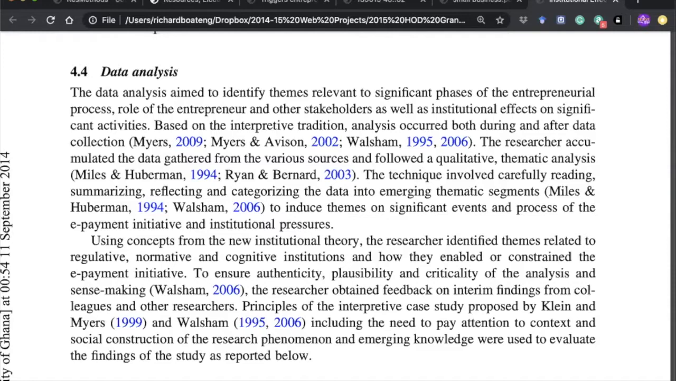Okay, principles, good. So now he's going to talk about the fact that anytime you are doing qualitative case study analysis, or even qualitative data analysis, you should know the principles that govern the area, or even that particular paradigm. He's saying that the principles of interpretive case study proposed by Klein and Myers and Walsham, including the need to pay attention to context, the social construction of the research phenomenon, and emerging knowledge, were used to evaluate the findings as reported below. So whilst doing the thematic analysis, he was guided by the principles of the qualitative case study approach. You should know these principles when you are doing data analysis in a qualitative dimension. Okay, so now let's look at a different paper before we get into what we want to do today.